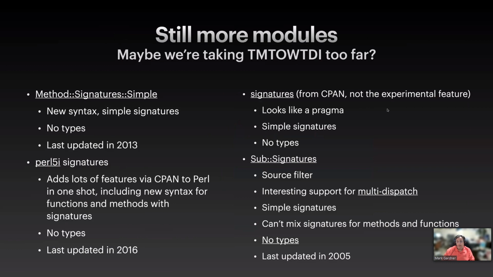It also does simple signatures. Again, kind of like the experimental signatures feature. You can't mix signatures for methods and functions in the same package. Either you're going to have methods or you're going to have functions. That's just by nature of it being a source filter. It also doesn't have types, and it was last updated in 2005. So that's getting on in age now. That's 16 years ago. Again, maybe we're taking this TIMTOWTDI thing a little too far.